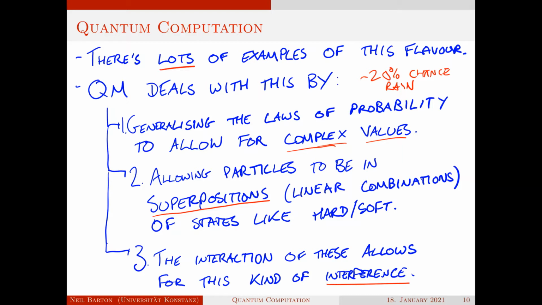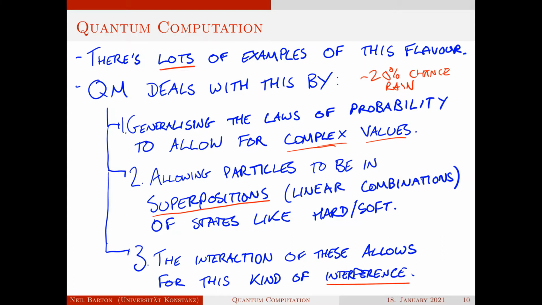So the second thing we're going to do is allow particles to be in linear combinations or superpositions of states like hard and soft. Okay, so I have some electron and it can be hard, it can be soft, or it can be in some superposition of hard and soft, and that can be lots of different linear combinations. And you can think of it a little bit like the probability that when measured it will get the result hard or soft. But it's probability in inverted commas. It's probability in the sense of these kinds of amplitudes.